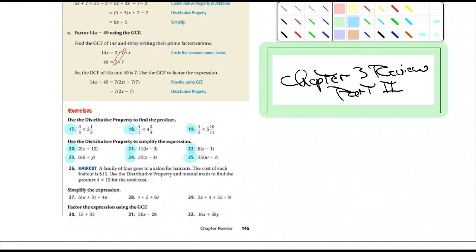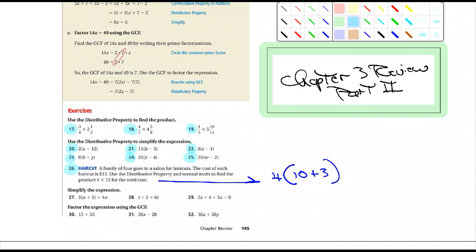And then 26, it says a family of 4 goes to a salon for haircuts. The cost of each haircut is $13. Use your distributive property and mental math to find the product of 4 times 13 for the total cost. So remember, you want to break it down into tens or hundreds or ones. So to do that, it would be 4 times, and how could we break up 13? 4 times 10 plus 4 times what? 3. Because that's 13 right there. That's what they're talking about. Of course, then you can just solve it. So solve 26.